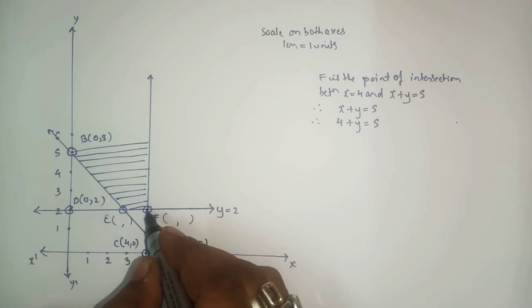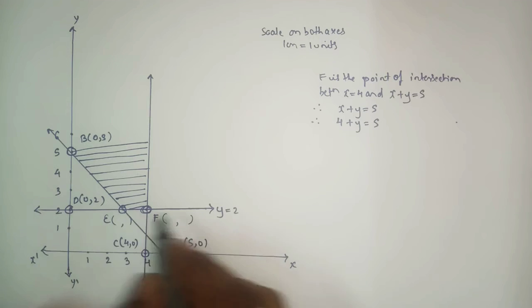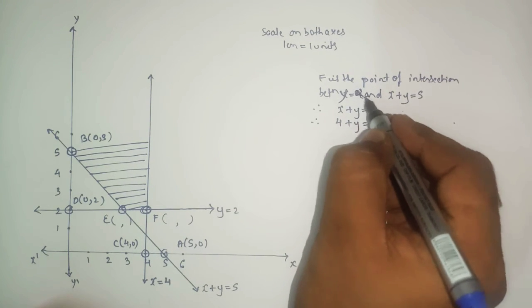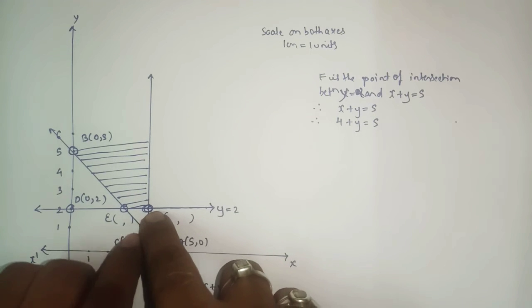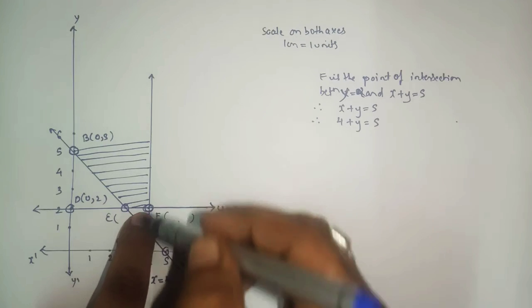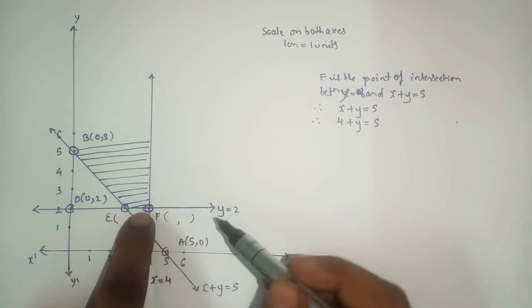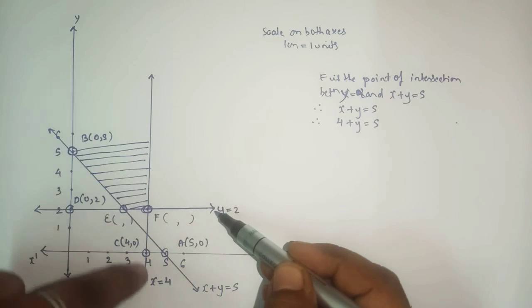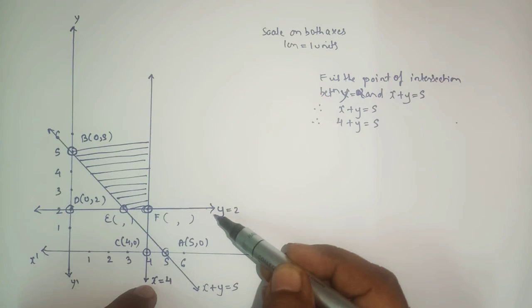Sorry, this is the point of intersection between y equal to 2. Check the proper point of intersection, otherwise you will get the wrong answer. Okay, the point of intersection between these two lines, y equal to 2 and x equals 4. Yes or no?